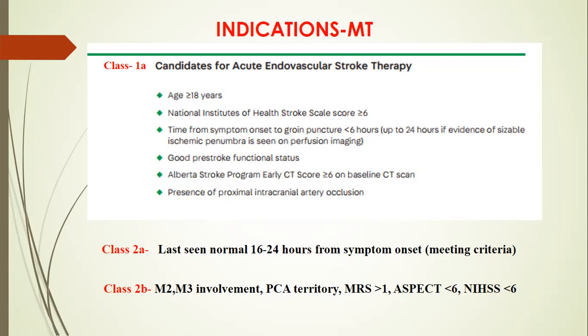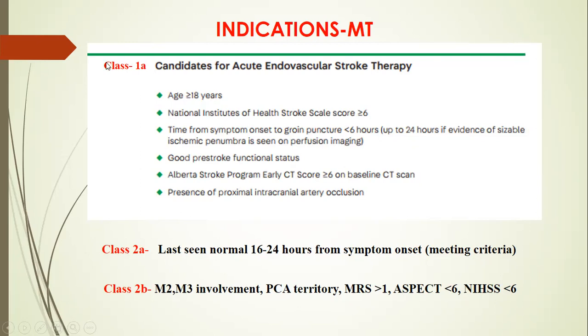They are telling up to 24 hours we can do mechanical thrombectomy if the penumbra is more as compared to the ischemic core. Okay, and good pre-stroke functional status, that is your MRS score should be less than or equal to 2, and your ASPECT score should be more than or equal to 6. And on angiography, proximal intracranial arterial occlusion should be there.